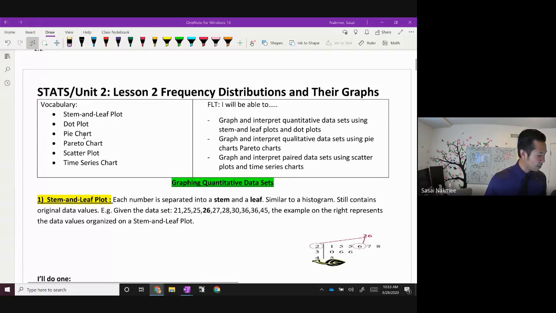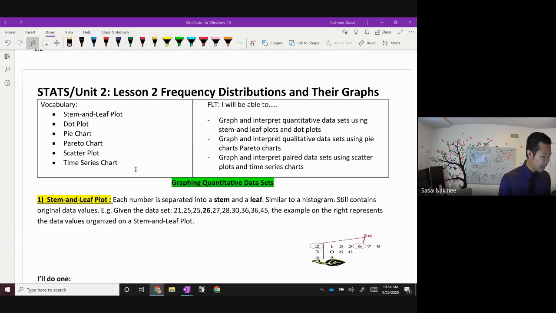So in 2.2, we're going to cover these types of graphs right here: a stem and leaf plot, a dot plot, a pie chart, a Pareto chart, scatter plot, and a time series chart. It sounds like a lot, and it kind of is, but I'm telling you, it's not too bad, right? And we're going to start off with this first one, which is called a stem and leaf plot.